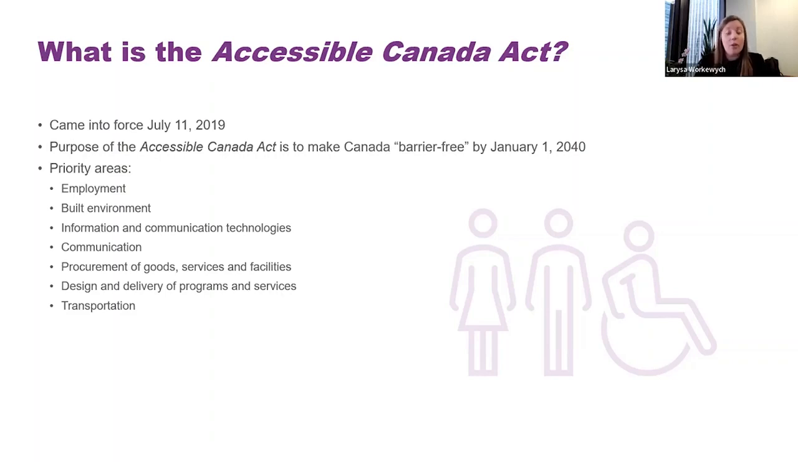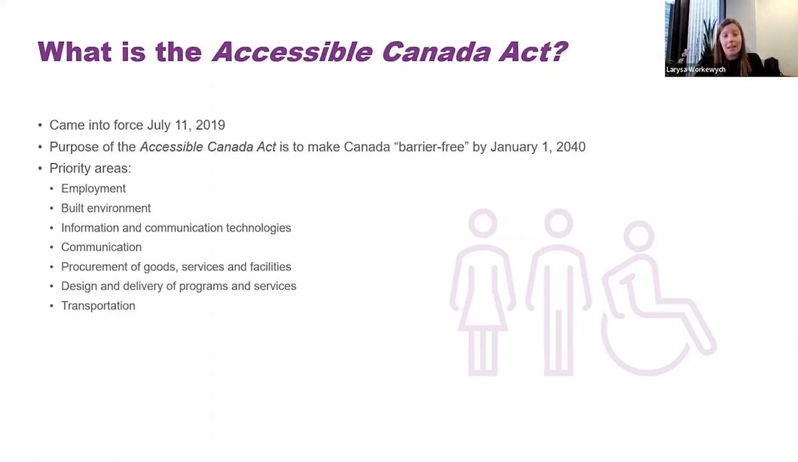And this will be achieved by identifying, removing, and preventing barriers in identified priority areas. And that includes those that you see on the screen. So employment, the built environment, information and communication technologies, so for example, websites and how they're formatted, communication other than information technologies, which is for example, sign language interpreters or communication assistants, procurement of goods and services, design and delivery of programs and services. So for example, if a program is offered in an accessible format, or if there are supports available for people with disabilities, and then transportation, including rail, road, marine, all of those things that we've probably all used once or probably many times in our lives.